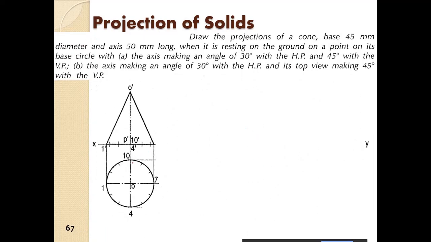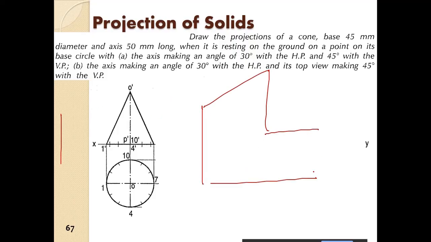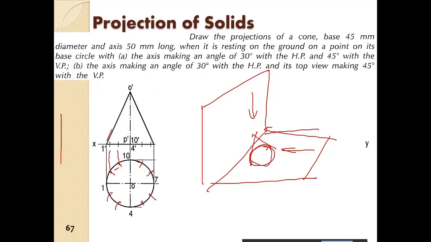So first we start with the cone. We assume that the cone is resting on the HP. This is the first step. If we see from the top, we see this one, and if we see from the front, we see this one. So we have to divide the circle into equal parts. So mark these points and get the projection of these points on top here.